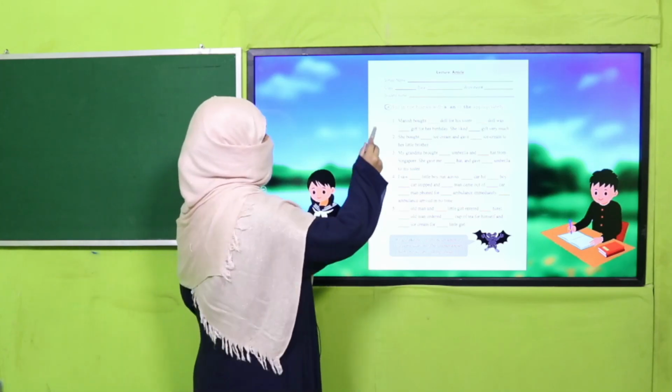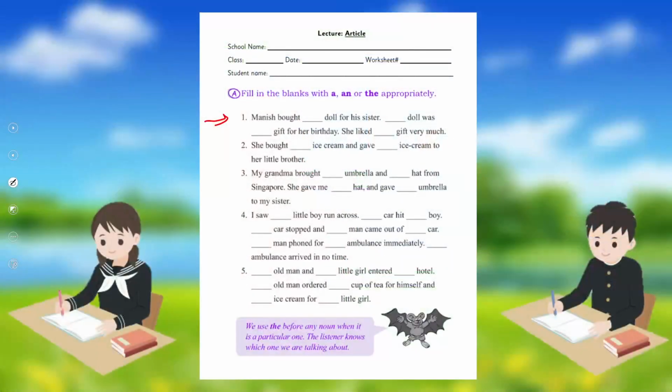What you are supposed to do, here are the sentences. You have to fill in the blanks by using "a," "an," or "the." Be careful, a few sentences can be tricky.